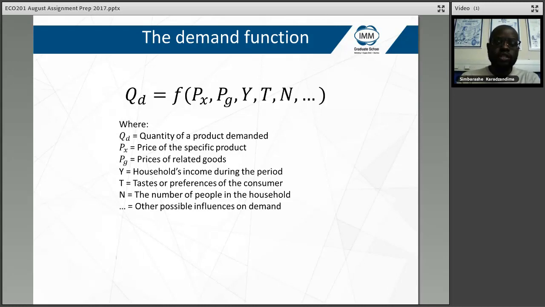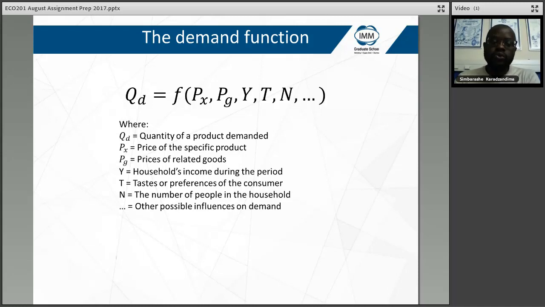So we look at the first determinant there, which is the price of the specific product. How does that influence quantity demanded? We are saying the higher the price of the product, the lower the quantity demanded, right? Which is basically the law of demand. The law of demand states that ceteris paribus, or holding all other things constant, the higher the price, the lower the quantity that is demanded, right? So that is the first determinant.